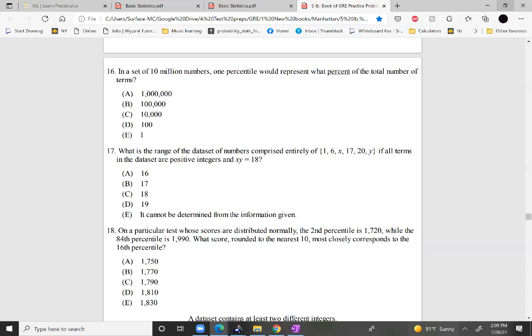So this is a very straightforward question. There's no trick in it. Just 1%. 1 percentile will represent 1%. Any percentile will represent 1%. Even the 99th percentile also represents 1%. Any percentile has 1% in it.